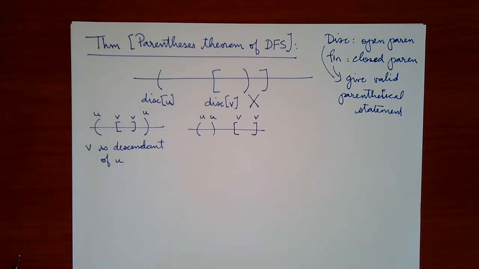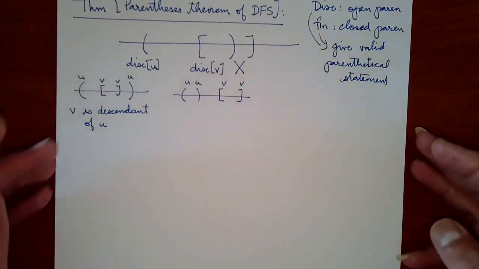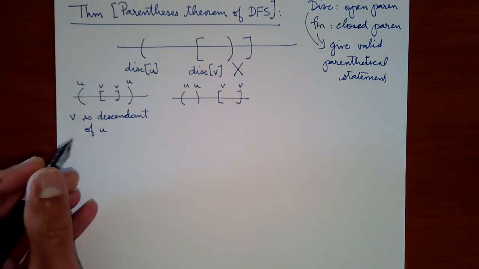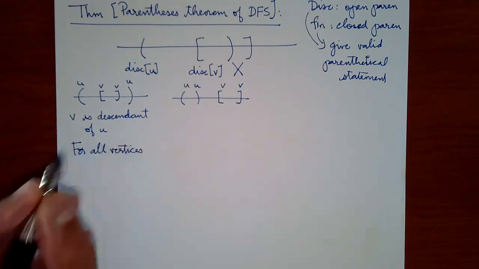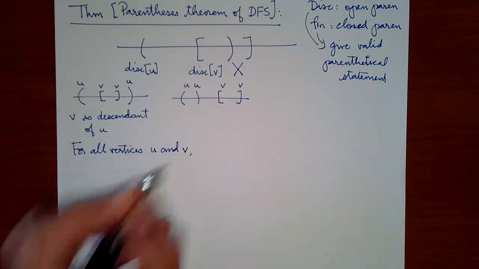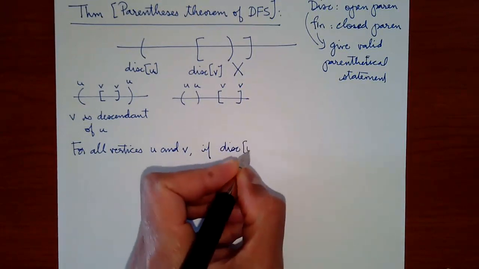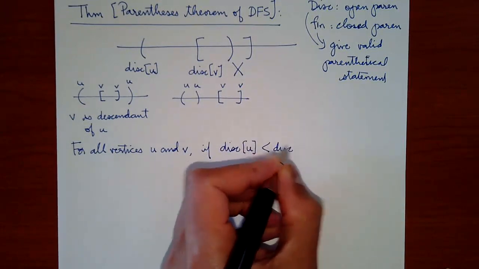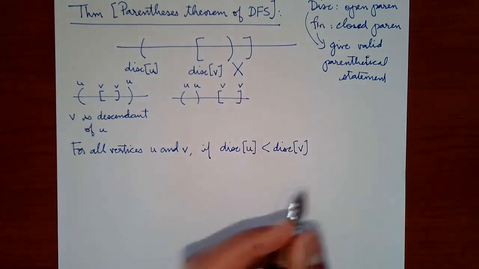Any questions about this? Okay, good. So let me just write this down formally so that you have a formal statement, although the statement is going to be identical to this. This is just saying for all vertices U and V, if the discovery of U is less than the discovery of V, right?